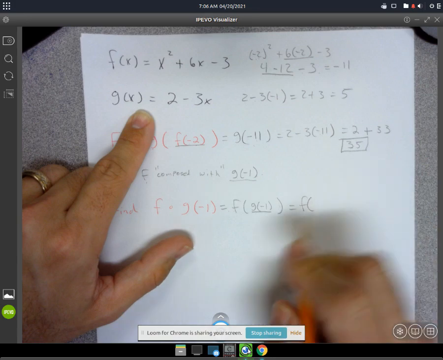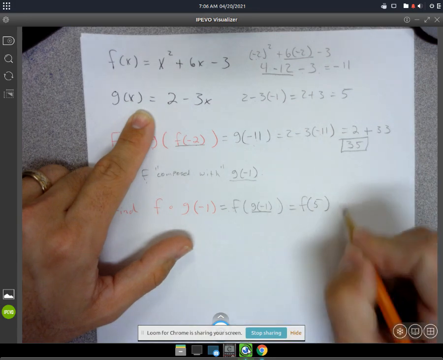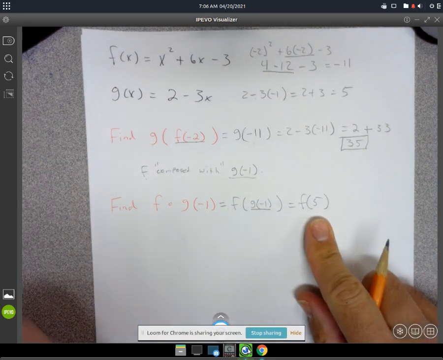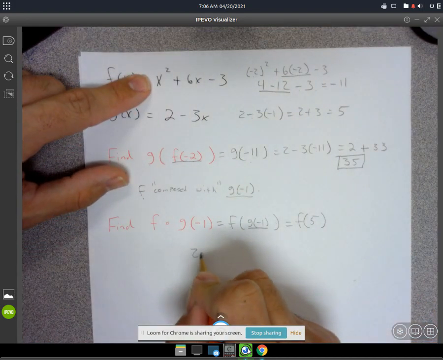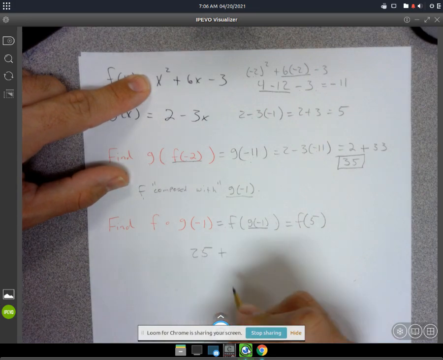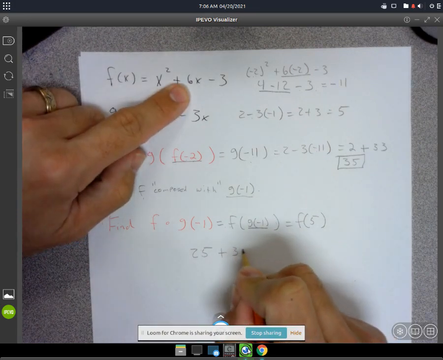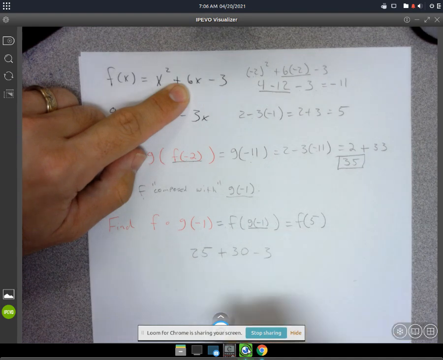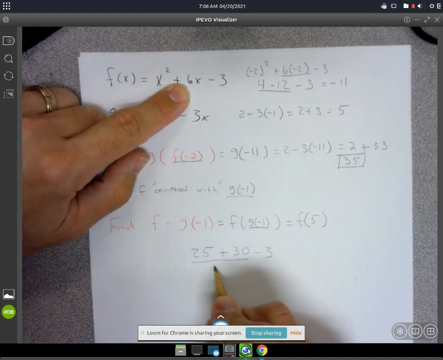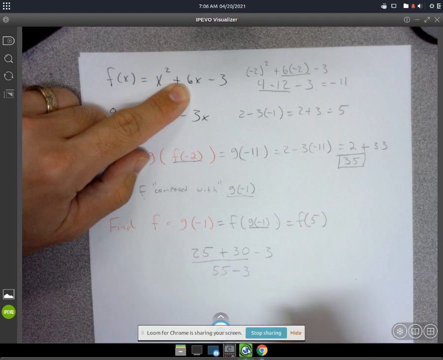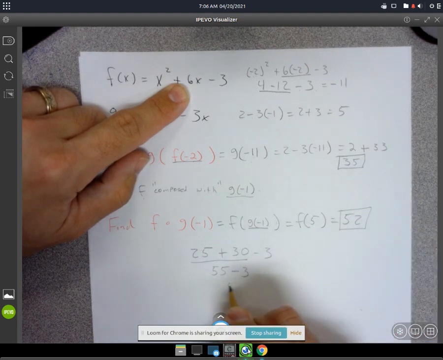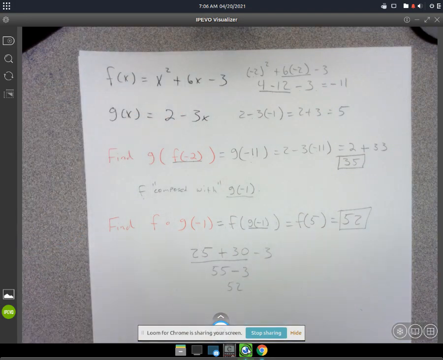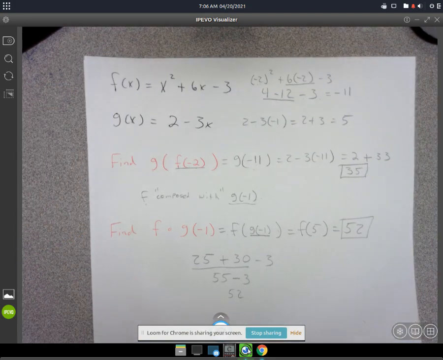So I'm going to replace my g of negative 1 with a 5, and then I've got to work out f of 5. For f of 5, that's going to be 5 squared, which is 25, plus 6 times 5, which is 30, minus 3. So I get 55 minus 3, which is equal to 52. That's it. That's taking two functions and composing them with each other.